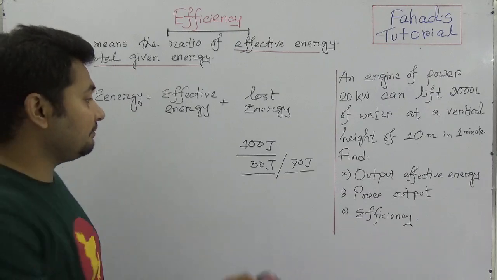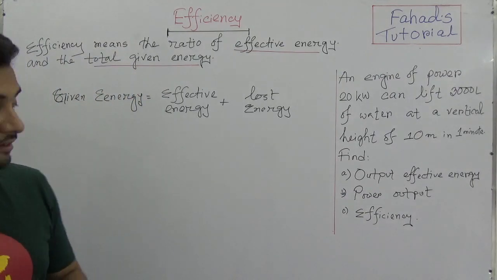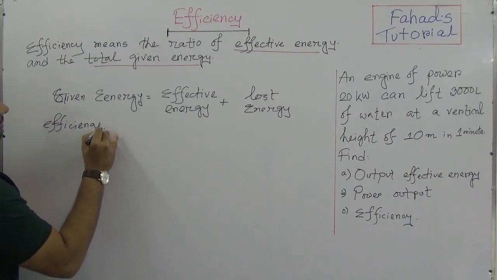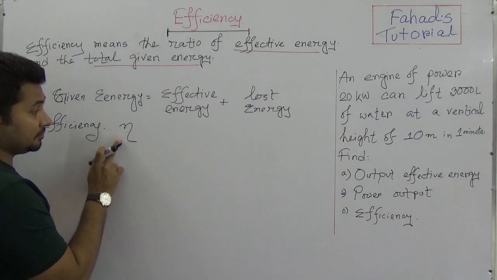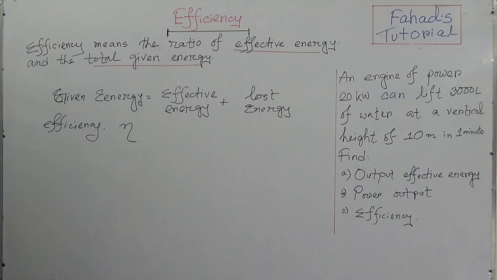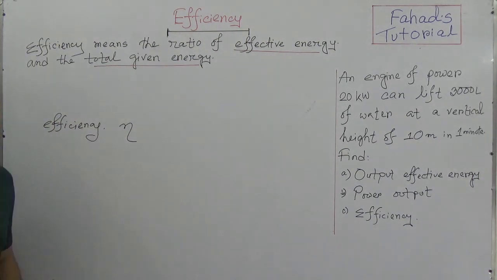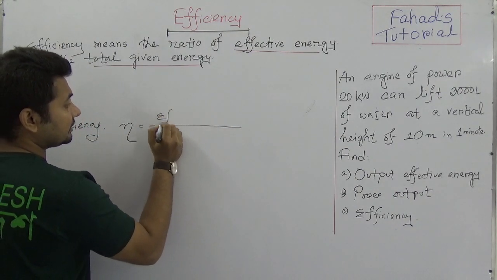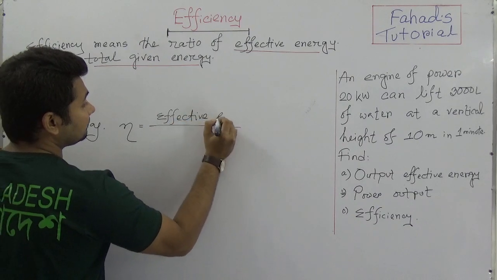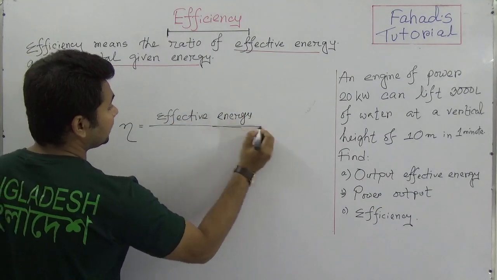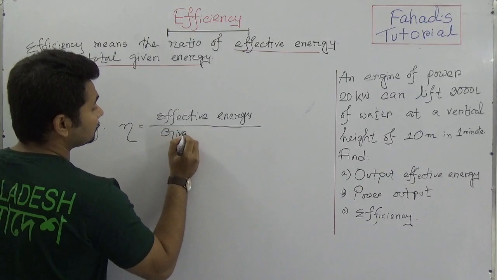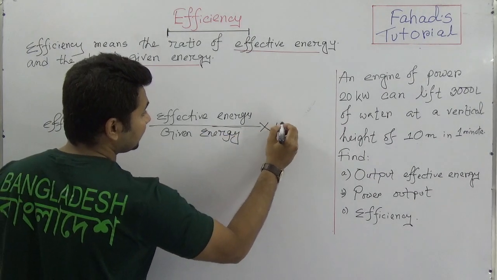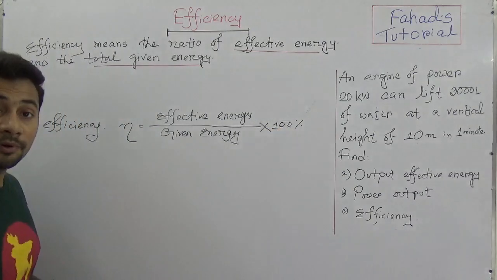So how can we get efficiency? Efficiency is expressed as eta. This is important, eta. Eta is the ratio of effective energy divided by given energy, or total given energy, and we need to multiply by 100%. And that is very important.